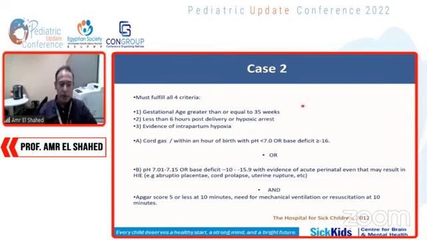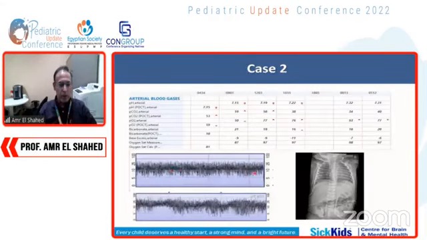So according to our criteria, the patient is eligible for therapeutic hypothermia. So the decision was made that the patient will be started on passive cooling. The patient was quickly extubated after the initial resuscitation and weaned on the CPAP to the degree that later on he was off CPAP. I'm just going to show you his background on the amplitude integrated EEG.